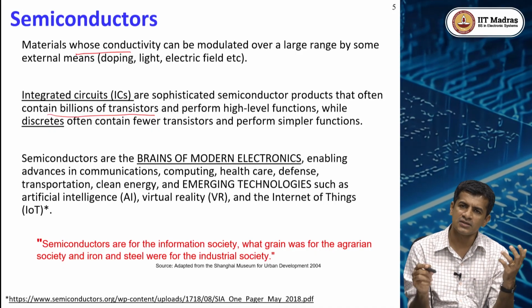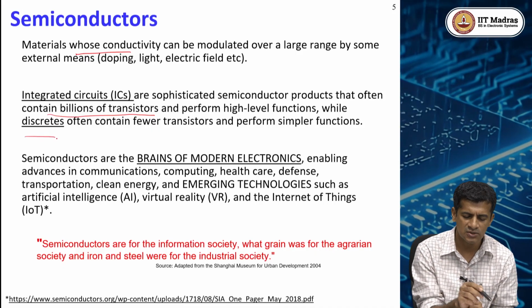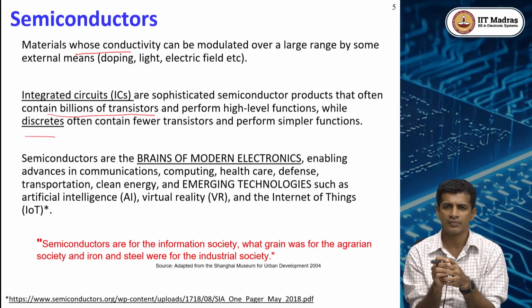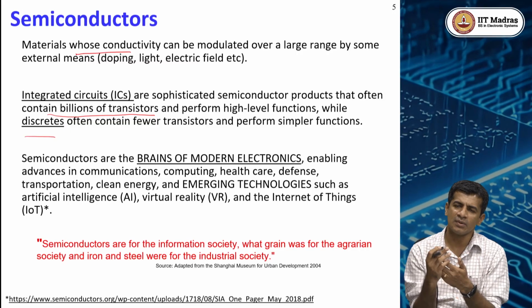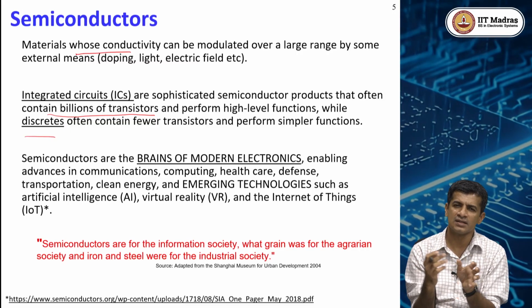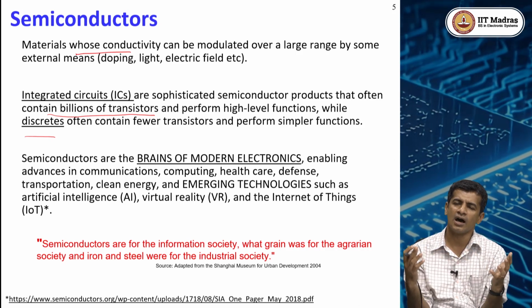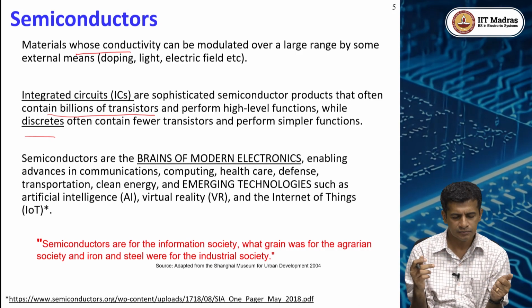And there is another class of semiconductors known as discrete semiconductors. They contain only one or a few transistors and they perform simple functions. For example, power applications are mostly discrete and may contain only very few transistors because they have to handle large amounts of current and voltage.